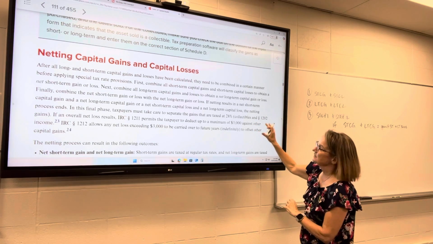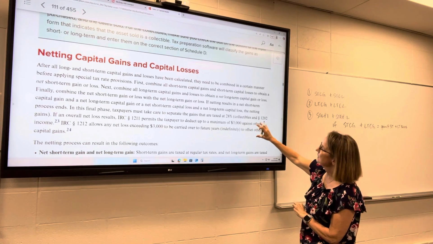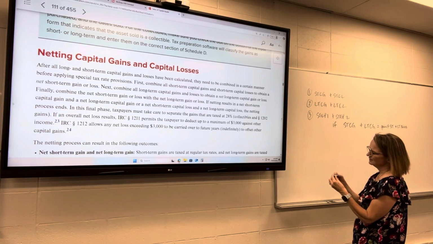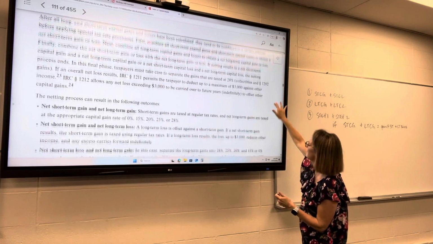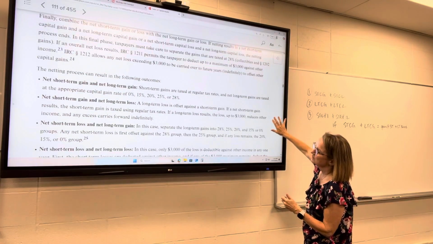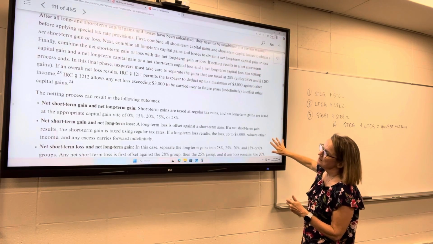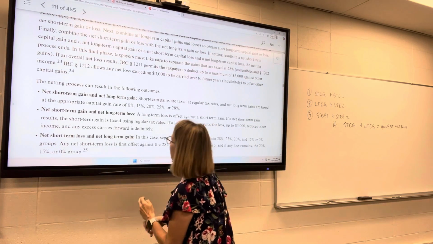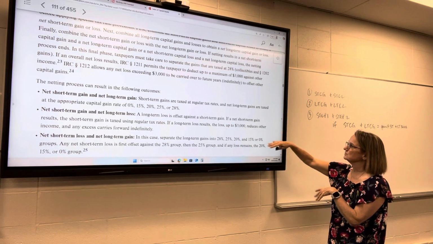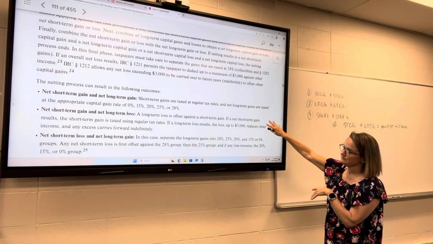So let's see. Short-term capital loss and long-term capital loss. The netting, I don't like how this is worded. Let me pull up, okay, let's look at this. So the netting process can result in the following outcomes. Net short-term gain and a net long-term gain: then the short-term gains are taxed at regular tax rates, and the long-term gains are taxed at the long-term tax rates.